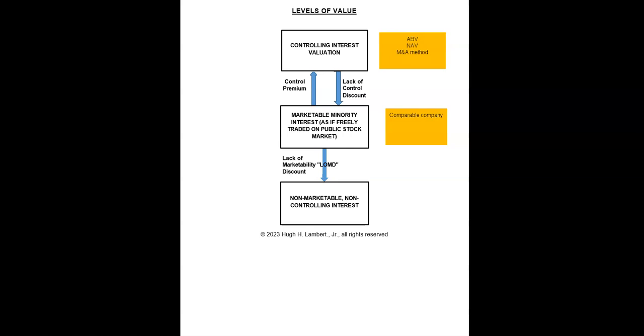So just realize that the control premiums are often data that we have from observable market transactions where one company is acquiring another. That gives us the control premium. We can convert those control premiums into lack of control discounts to use to get from the controlling interest value level down to this marketable minority interest level.